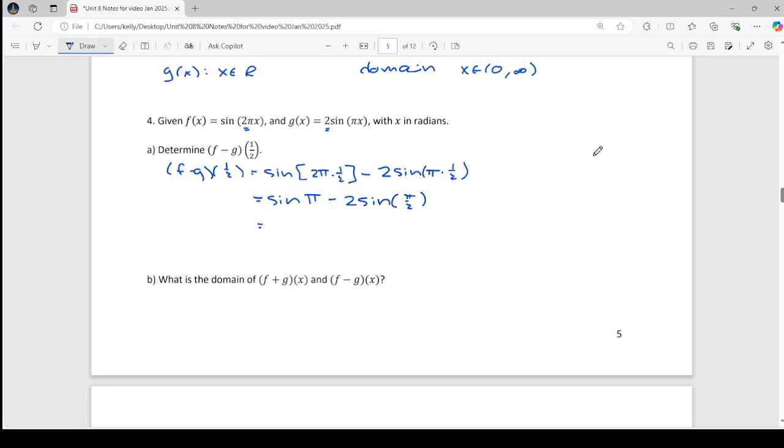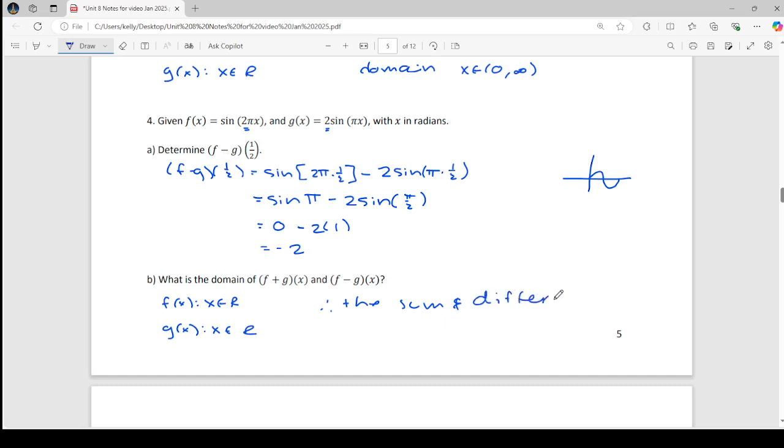So remember your sine graph. The sine of pi is 0, and the sine of pi over 2 is 1. So the value of this expression is minus 2. Okay, and what would the domain of the sum and the difference be? So f has a domain of all real numbers, so does g. So when you add these functions together, the sum and difference will also have a domain of all real numbers.